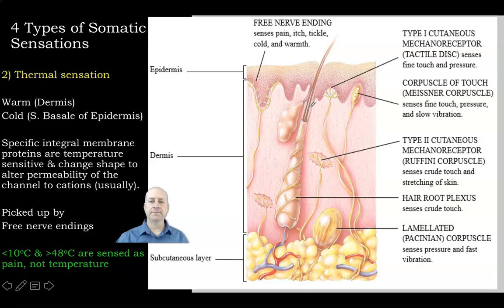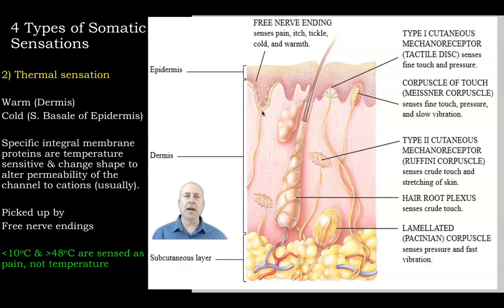Let's move to thermal, right? Here you're going to have special proteins in the free nerve endings. Thermal's picked up by free nerve endings. And just go back and compare. The thermal is only by free nerve endings. What were your tactile? Well, sure, some were free nerve endings, but others were lamellated corpuscles or encapsulated corpuscles. But thermal is only free nerve endings, just the dendrites.